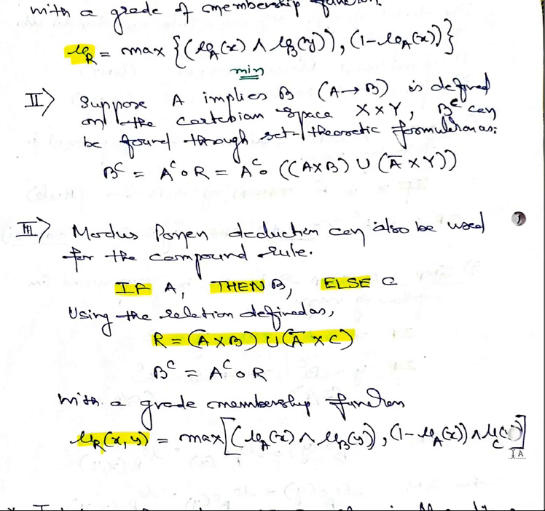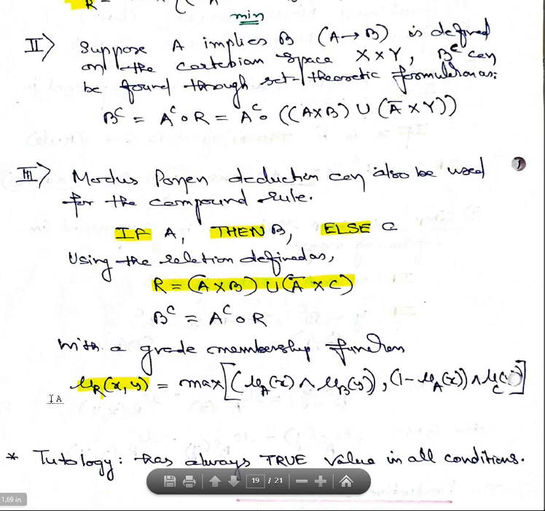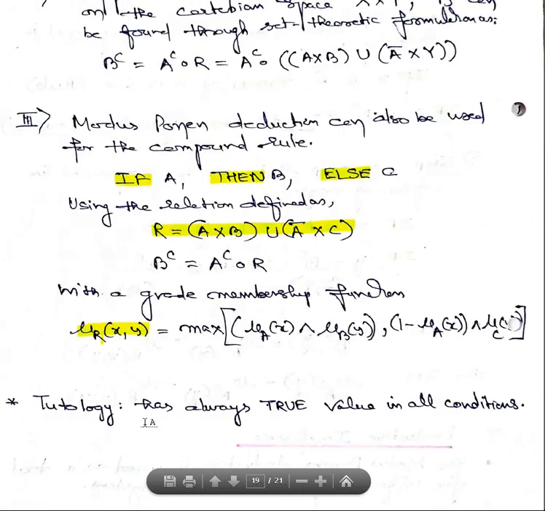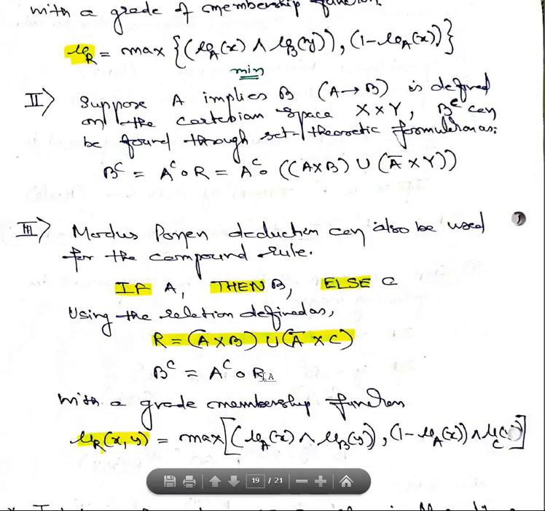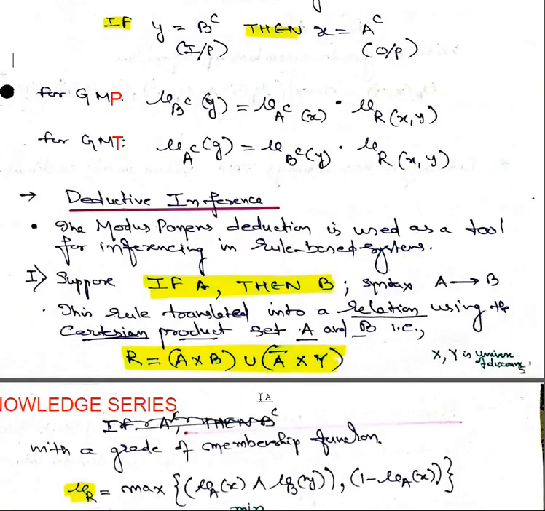complement function with respect to the y case. That is how mu c of y. So that is how we represent these particular notations. So this is also going to be a true condition. So that is how we term these three in terms of a tautology. So what is tautology? Tautology always has true value in all conditions. So if these conditions meet the true value, then the particular inference is satisfied.